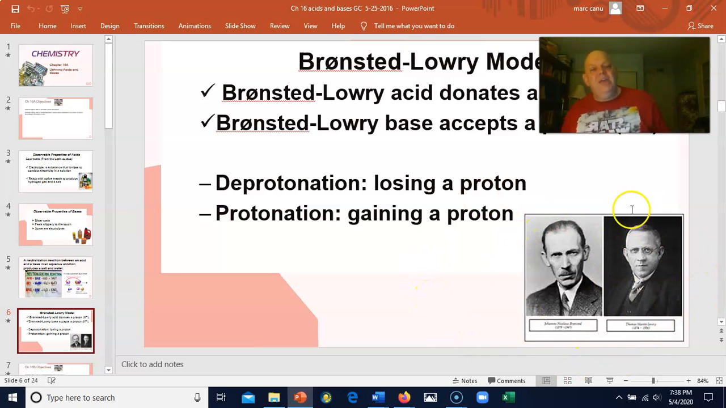Lowry was actually a pastor. You know, go figure. The guy had an interest in chemistry.